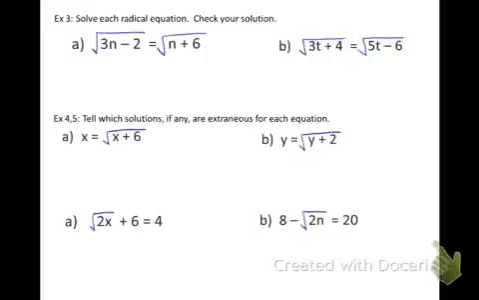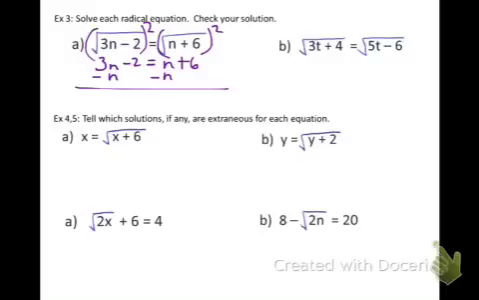Okay, all right, this time you have 2 square roots on both sides, so you can't do anything except get rid of the square roots by squaring them. So I'm going to square both sides. So now you have 3n minus 2 equals n plus 6. And then you do all your work, so it's 2n minus 2 equals 6. Add 2 to both sides. So 2n equals 8.